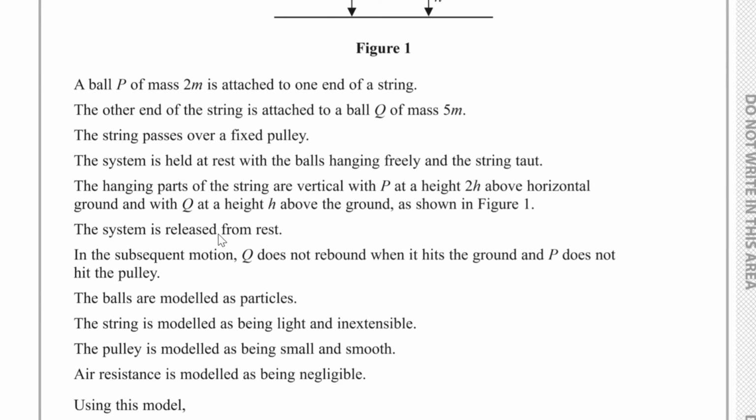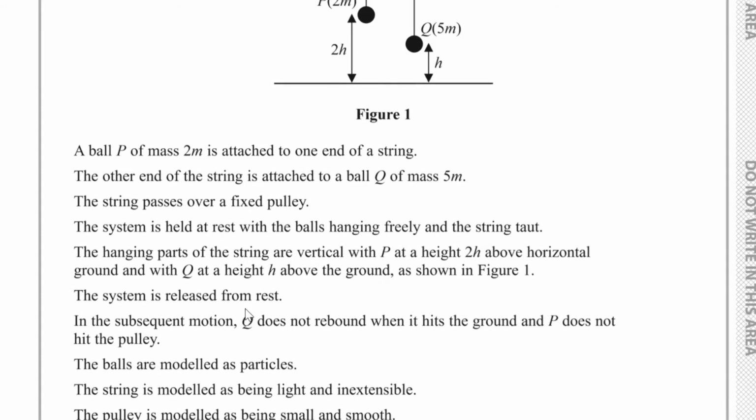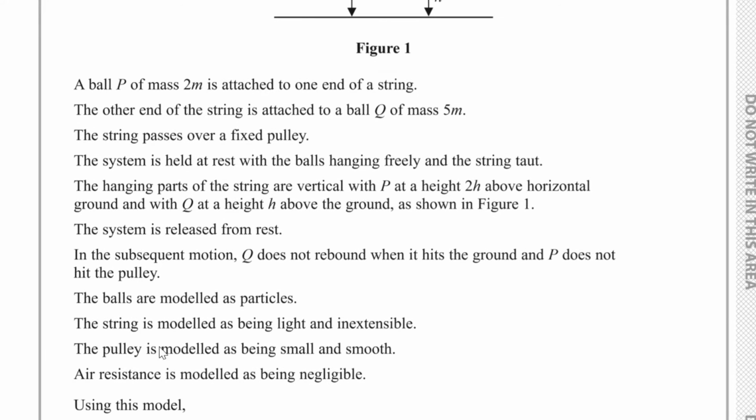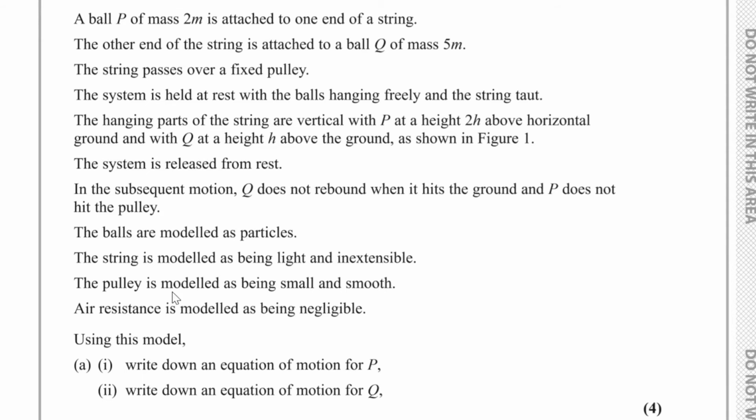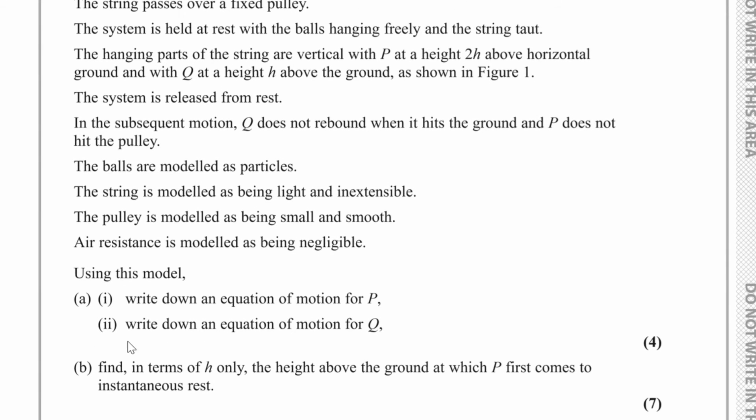The system is released from rest. In the subsequent motion, Q does not rebound when it hits the ground and P does not hit the pulley. The balls are modelled as particles. The string is modelled as being light and inextensible. The pulley is modelled as being small and smooth. Air resistance is modelled as being negligible. Using this model for part A, we have to write down an equation of motion for P and write down an equation of motion for Q.